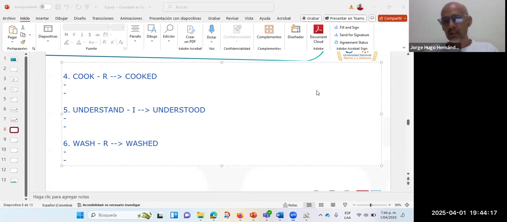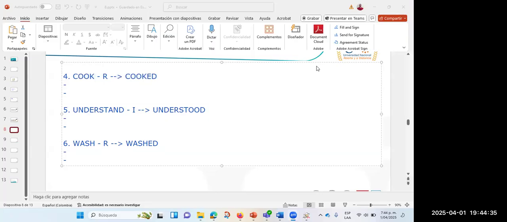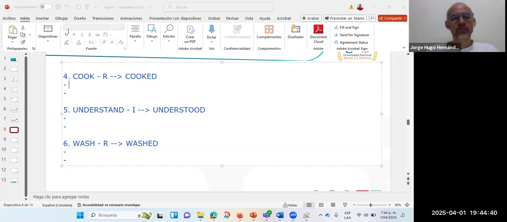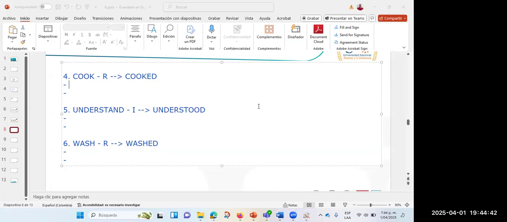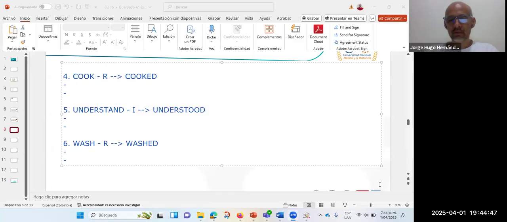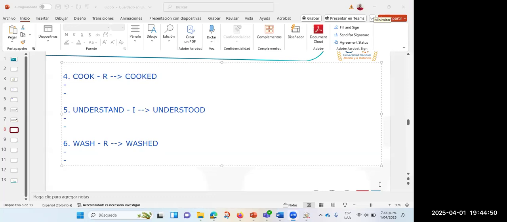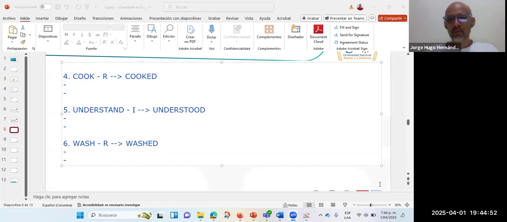Let me see. Hi there, please make a sentence with the verb cook, but in past, no? A sentence in past with the verb cook. Okay? Haider. I did cook food the last night. Haider, no escucho bien, escucho entrecortado.